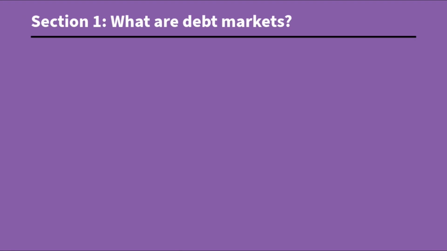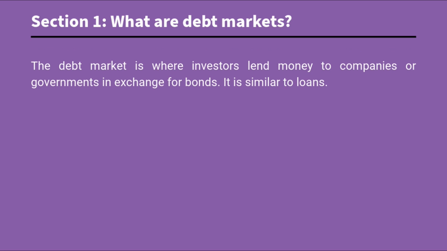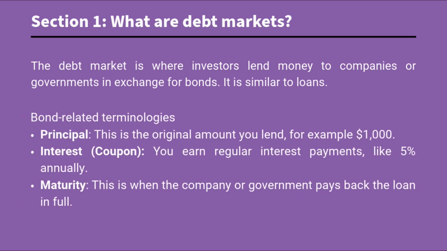In simple terms, the debt market is where investors lend money to companies or governments in exchange for bonds. These bonds are like loans, but with a twist. Let's get familiar with some terms related to bonds. Principal is the original amount you lend, let's say $1,000. You earn regular interest payments, like 5% annually, which is called interest or coupon. Maturity is when the company or government pays back the loan in full.